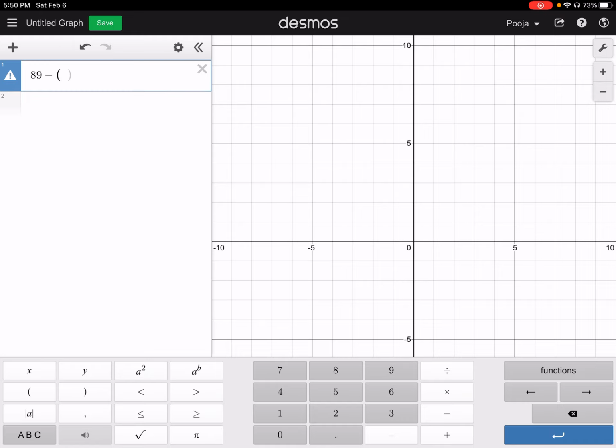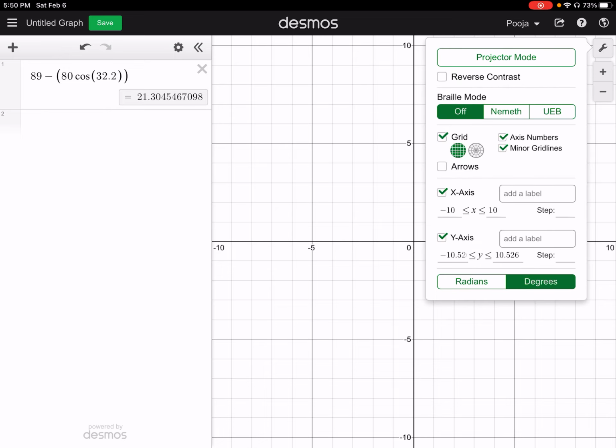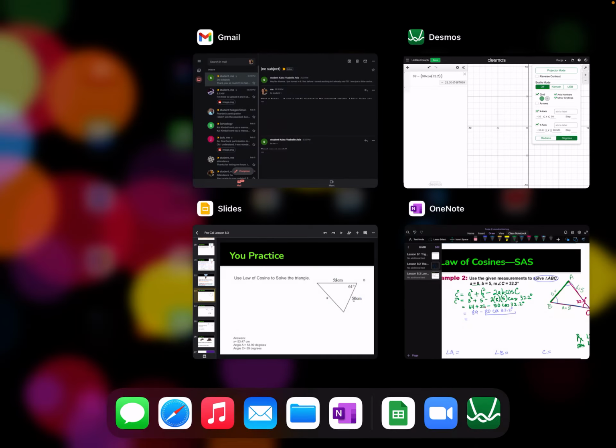I'll have to put it in parentheses so that it doesn't start calculating it. Cosine of 32.2. And that turns out to be 21.30. Let me make sure in the settings that we are in degrees. Yes, we are in degrees, and see if I switch. Yep, 21.30.